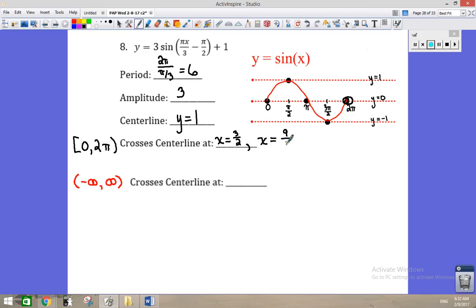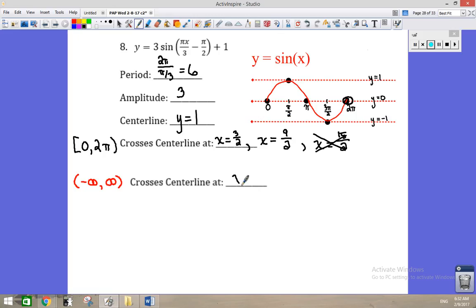So these places where it intersects the center line are equally spaced. The distance between these two, 9 minus 3 is 6, and 6 over 2 is 3, and that's always going to be half of the period. So if we add another 3 to this, 15 divided by 2, 7.5 is bigger than 6.28, so that's not on this interval. So we said it was a very slight horizontal shrink. We didn't expect to lose any of the places that cross its center line, and so here are the two places that it crosses its center line.